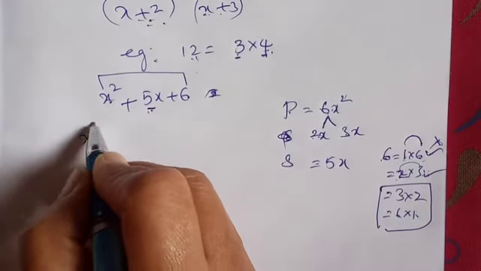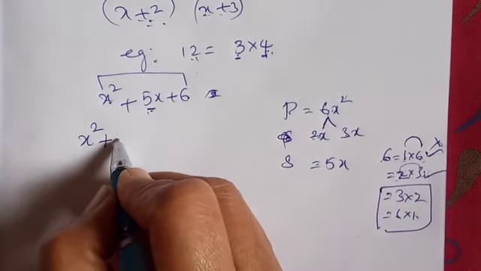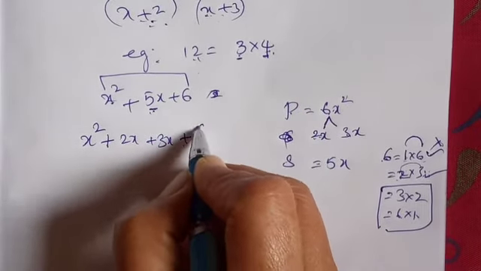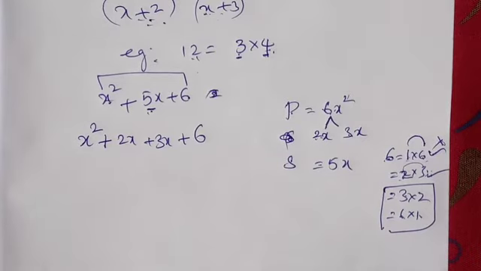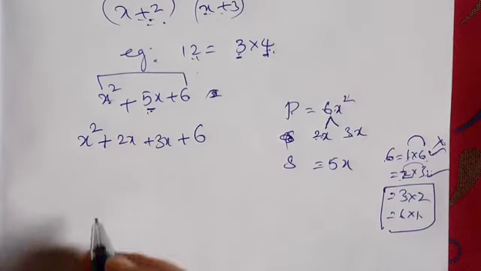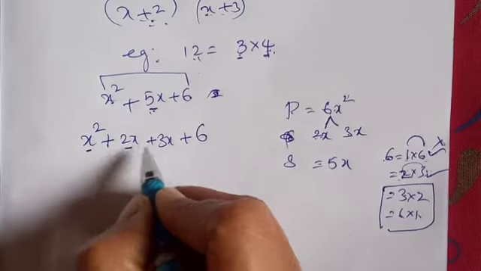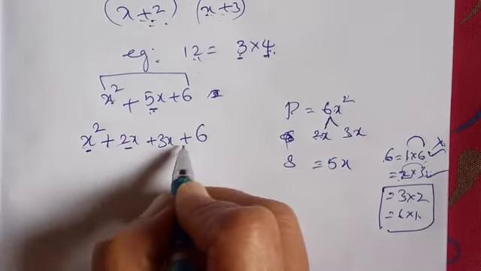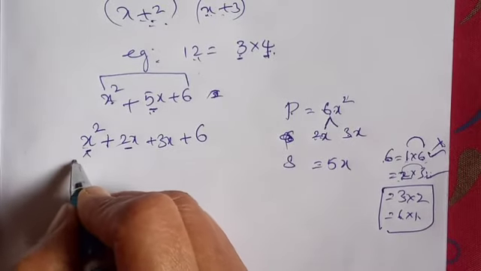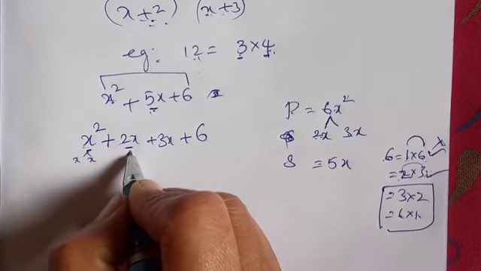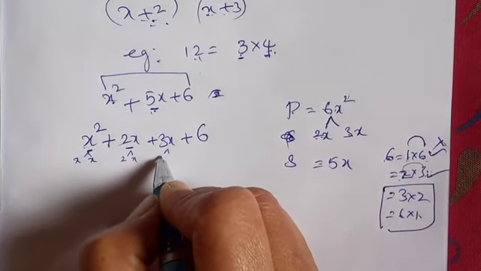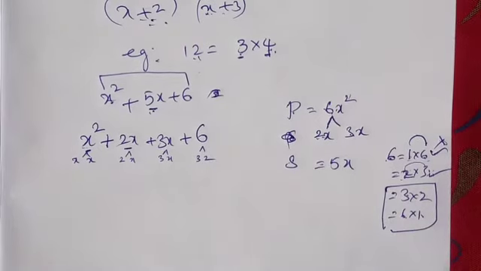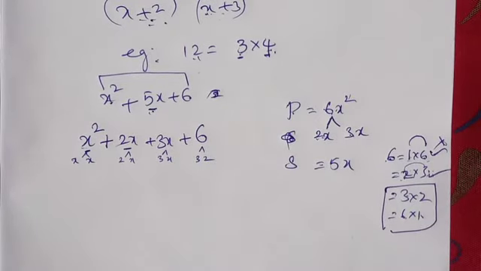Okay. Now x square plus 2x plus 3x plus 6. This is the first step. Okay. Now we have to take common. Suppose from these two, what is common? I just wanted to explain this step in detail, so that is why I'm going to write x and x. This is 2 into x. This is 3 into x. This is 3 into 2.